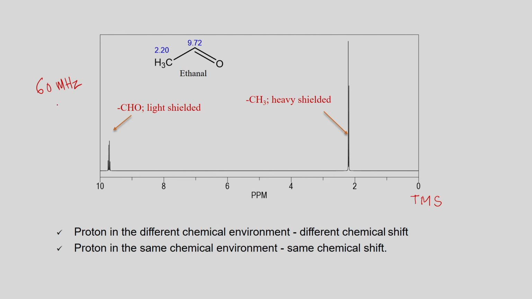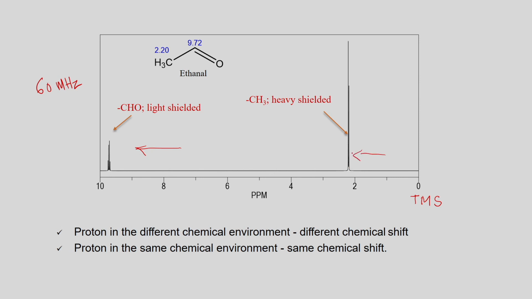So, if it is 60 megahertz, what is the shift? How much it is deshielded with respect to trimethylsilane is given here. So, this is heavily shielded. The more the peak is shifted to the left-hand side, the lesser the shielding. The closer it is to 0, the more heavily it is shielded.